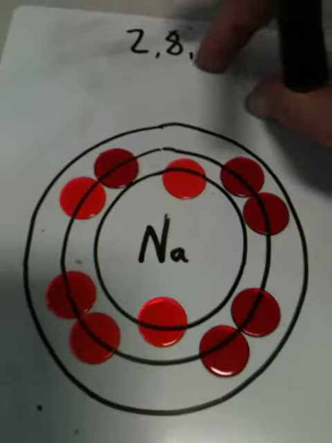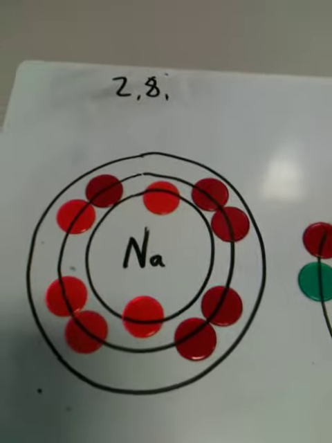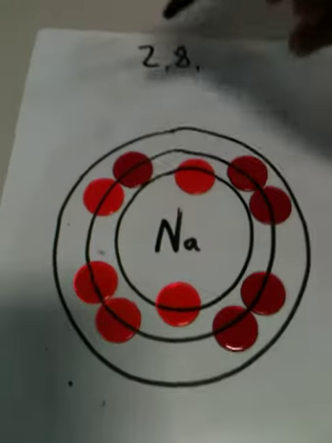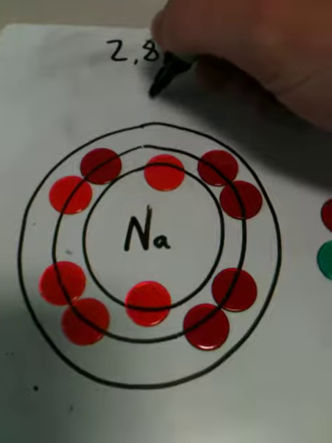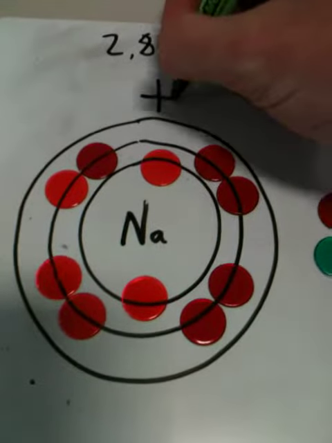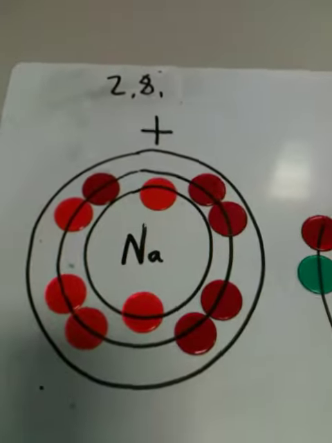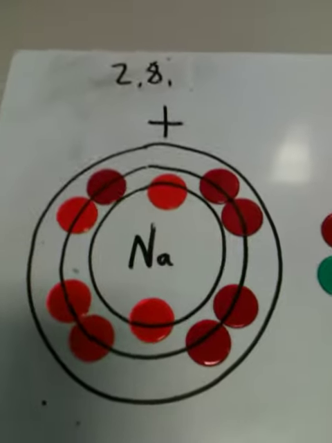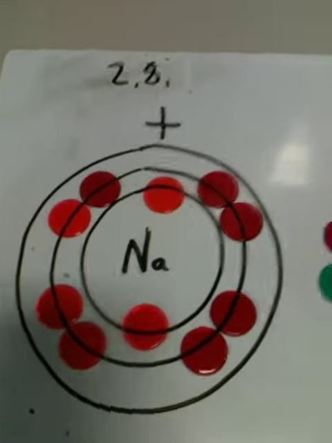Sodium, the electron structure is now 2,8, and because it's got 11 protons and only 10 electrons, it will have an overall charge of 1 positive. And rather than an atom, we now call it an ion, a positive ion.